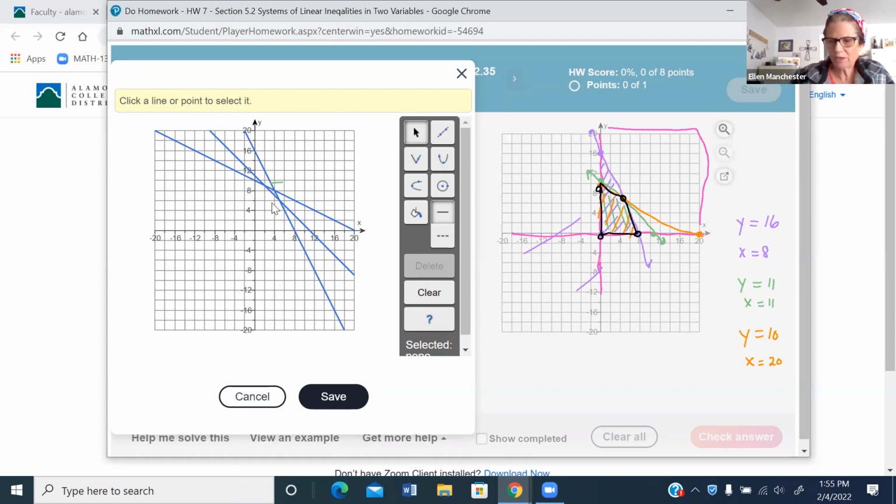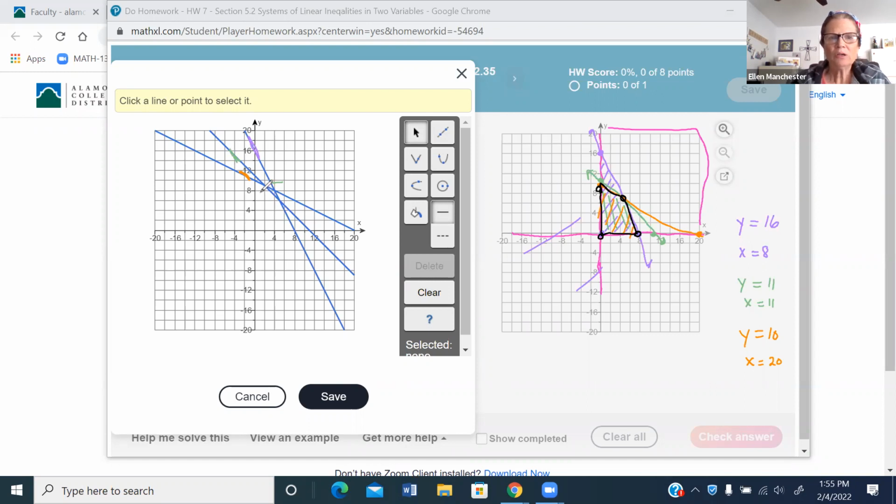Now, here is where being able to know which line is which is going to come in very, very handy. This line right here, let's see, it's 10, so that's my orange one. So this is my orange line. Here is my purple line. Y is 16. Here's my purple line. And here is my green line.